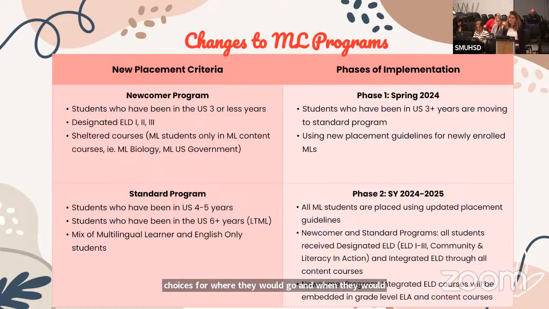And then our second phase will be in the fall, when the full guidelines are in place and students will be offered a placement based on their placement criteria. So they may be going to either a Newcomer Program if they have been in the U.S. less than 3 years, and outside of that, they would be going to their resident school, which they have not been going to in the past.